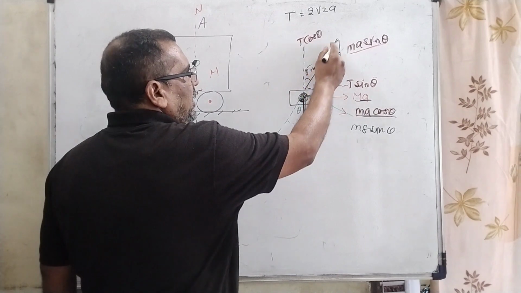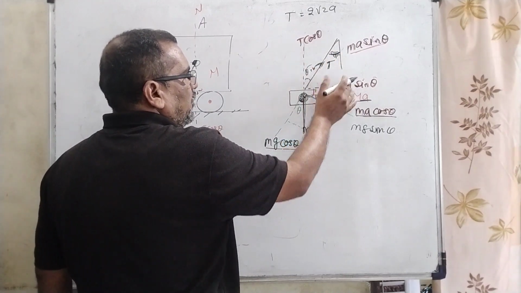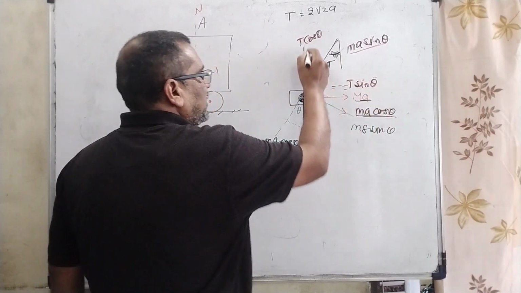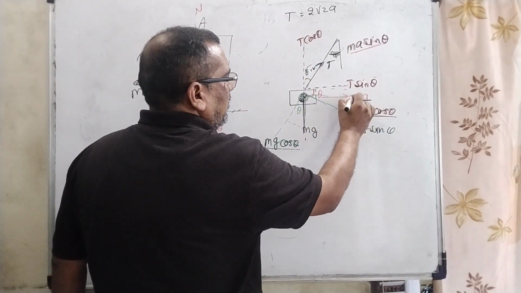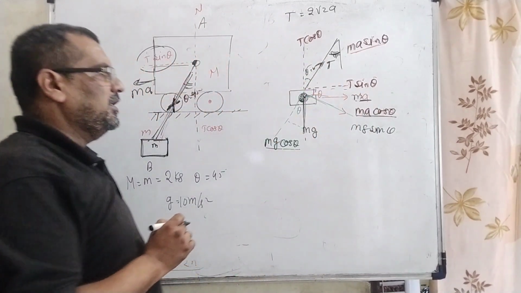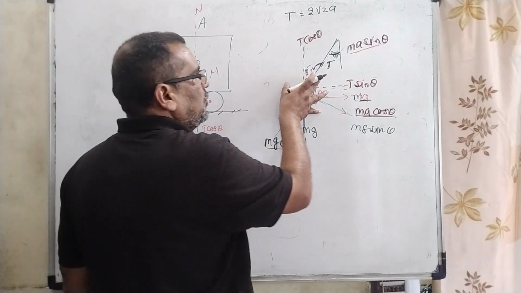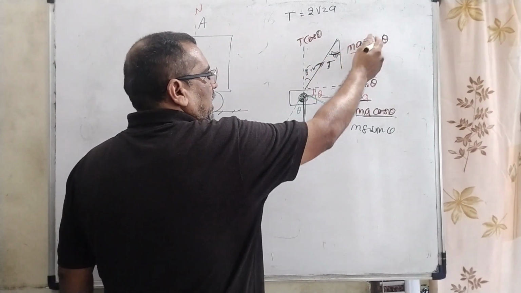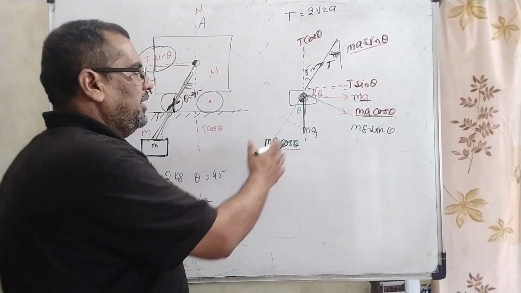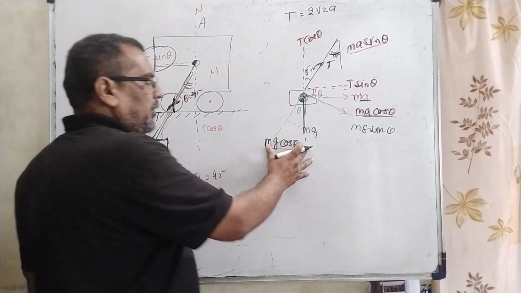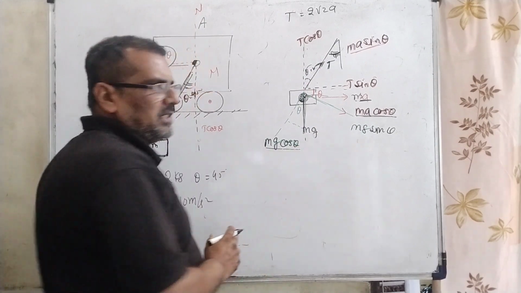Again, T is resolved into two components, that is T sin theta in the forward direction and T cos theta in the upward direction. Here m is the mass of this pendulum, that is small ma. It is also resolved into two components in the direction of T, ma sin theta and ma cos theta. And here mg is also divided into components, mg cos theta and mg sin theta.